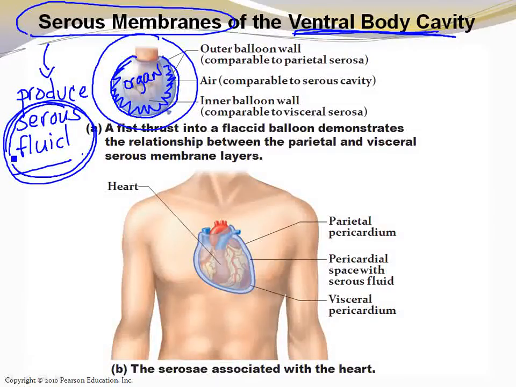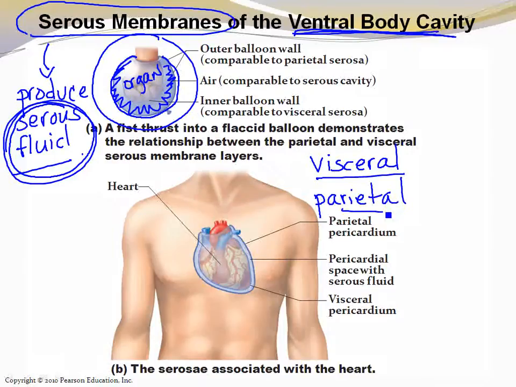Okay? And then on top of that, these serous membranes are going to be named differently depending on whether they are in contact with the organ or whether they're lining the cavity. Whether they're the inside layer of the serous membrane in contact with the organ or the outside layer of the serous membrane that's lining that particular compartment. Okay? So, if the serous membrane is in contact with the organ itself, it's referred to as a visceral serous membrane, and if it's lining the cavity, it's referred to as a parietal serous membrane. And then these different membranes are going to have different names depending on where they're located.